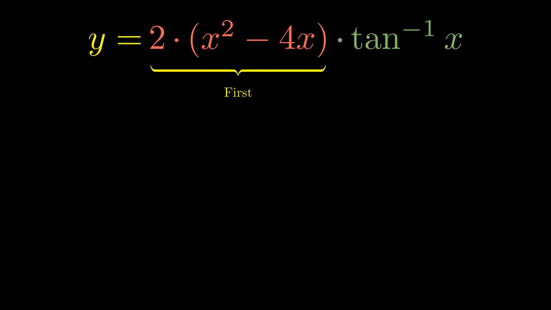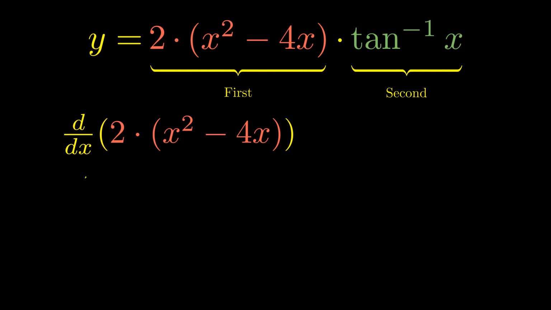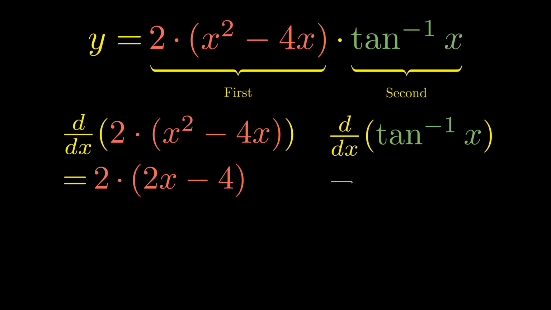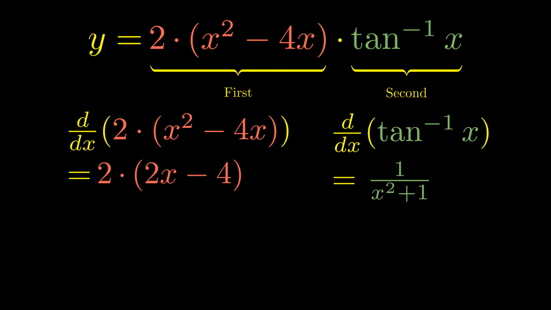We first recognize that we have a product of functions, so that the product rule is indeed necessary. As we label the first, we include the 2. The derivative of the first according to the power rule is 2 times (2x minus 4) in parentheses. The derivative of inverse tangent can be found using implicit differentiation, but for now we'll just memorize it as 1 over x squared plus 1.